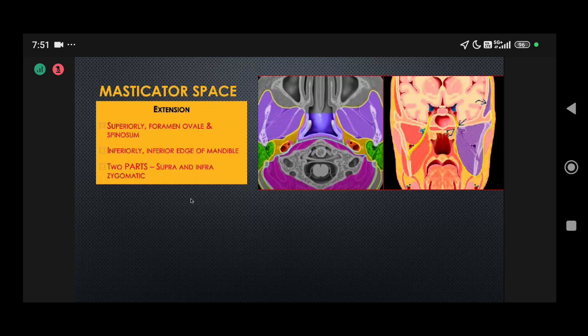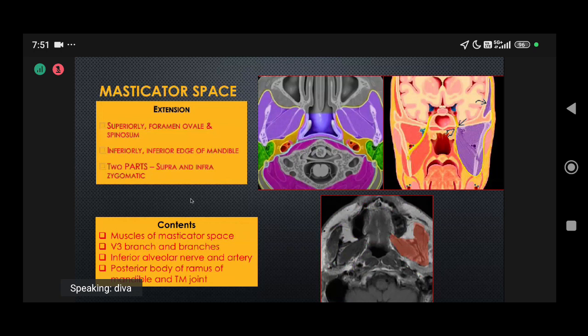Superiorly it extends from the foramen ovale and spinosum, inferiorly up to the inferior edge of the mandible. It has two parts, supra- and infrazygomatic. And the contents, we know: muscles of mastication, V3 branches, inferior alveolar nerve and artery, posterior body and ramus of the mandible, and the TM joint.